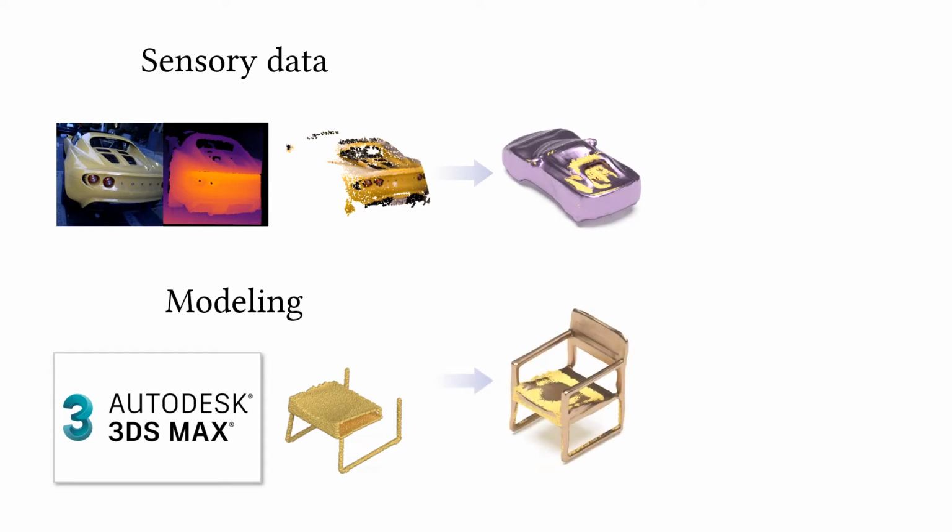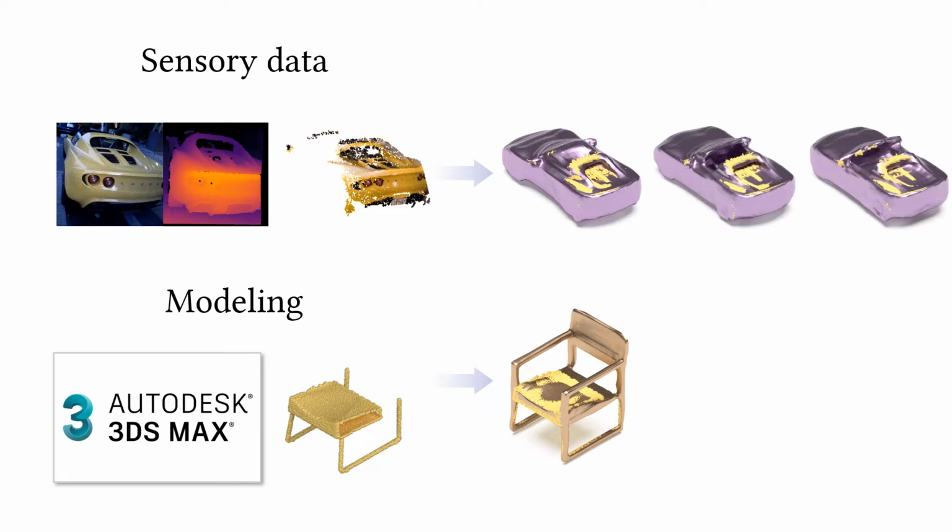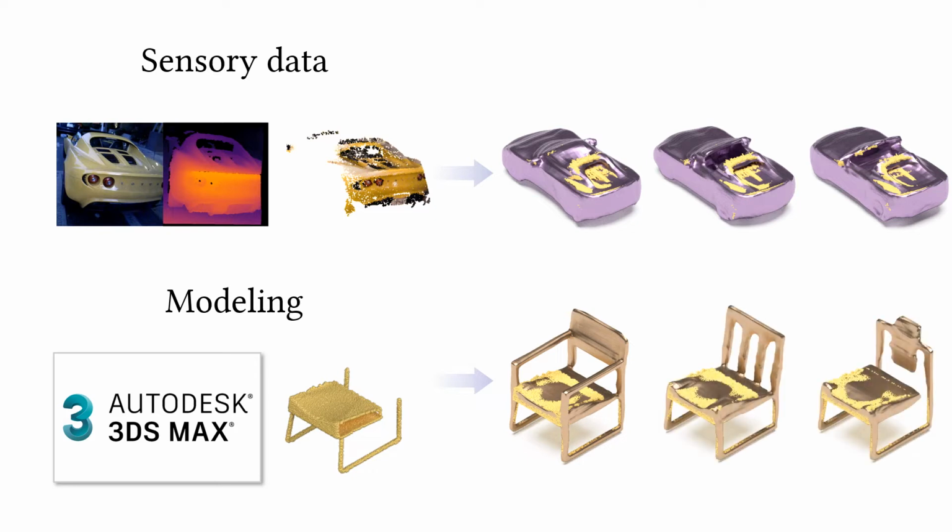The challenge is to guarantee the shape's plausibility and keep the input structure simultaneously. Even worse, there is often a distribution of complete shapes corresponding to the input. Estimating such distribution is crucial for creative design and efficient 3D acquisition.